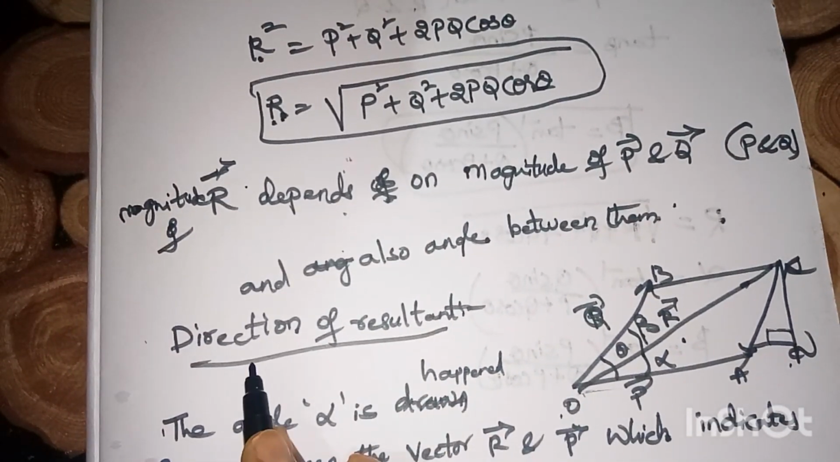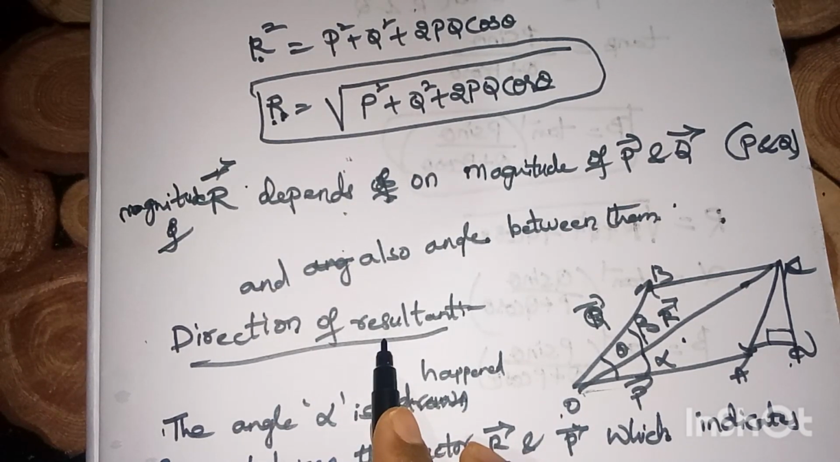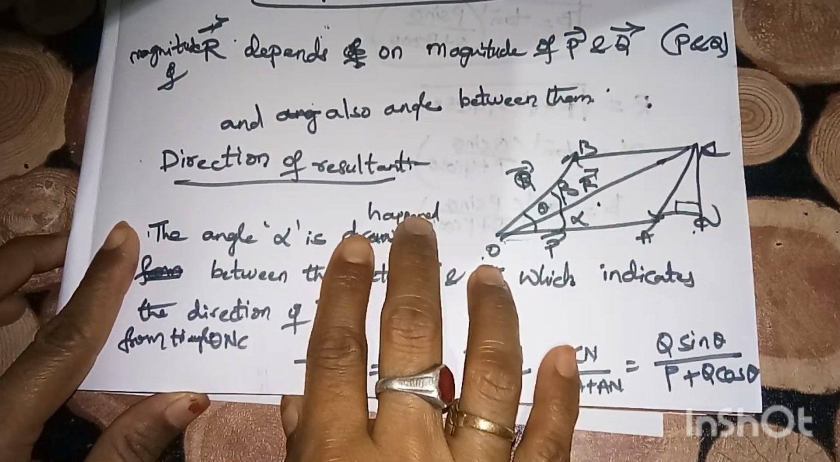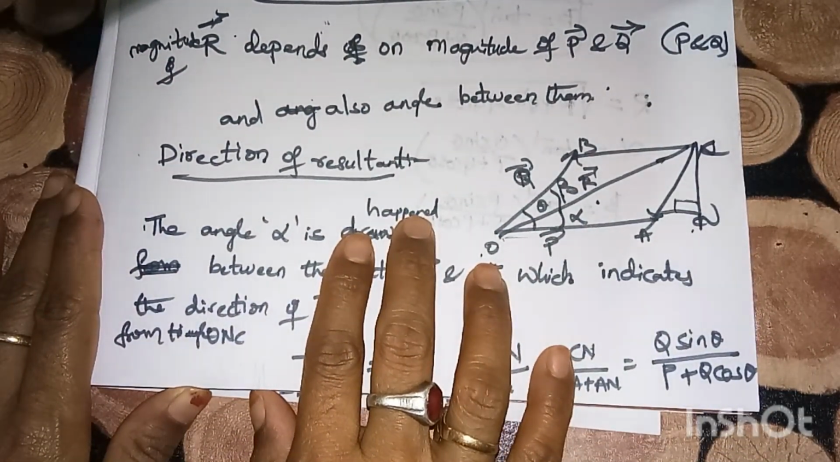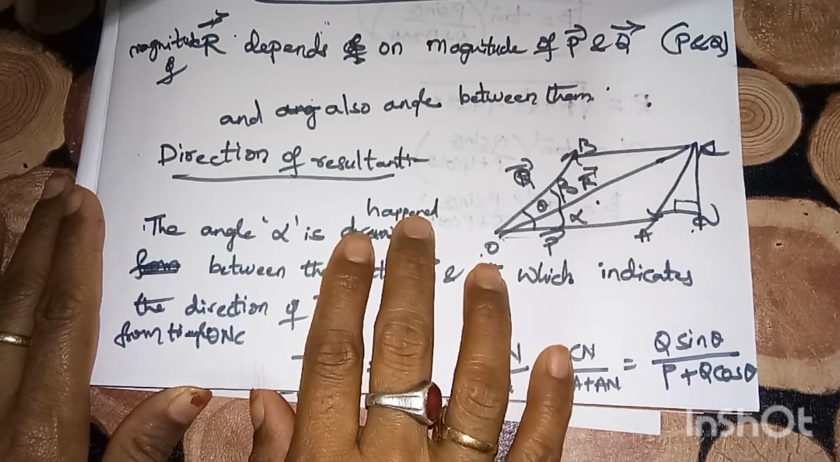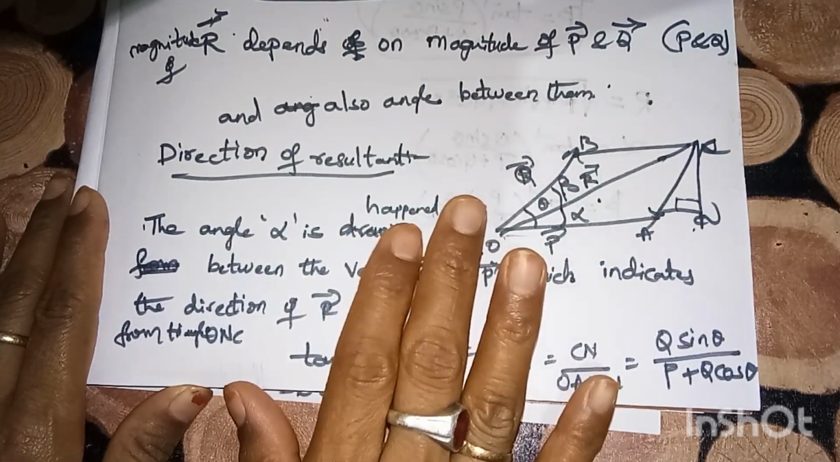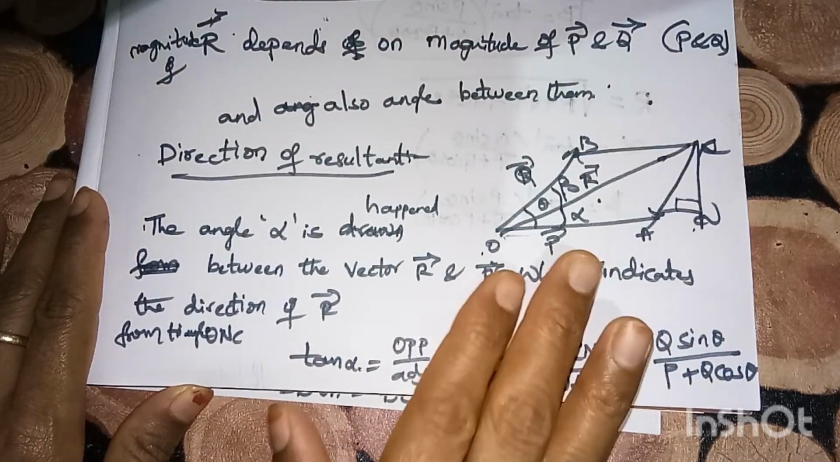Now we are going to discuss the direction of resultant. How can we find the direction of resultant? We can find it with the help of angle theta. We have already discussed that to find the direction of any vector, we calculate tan theta.